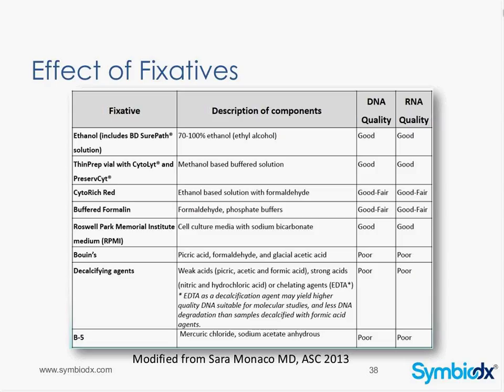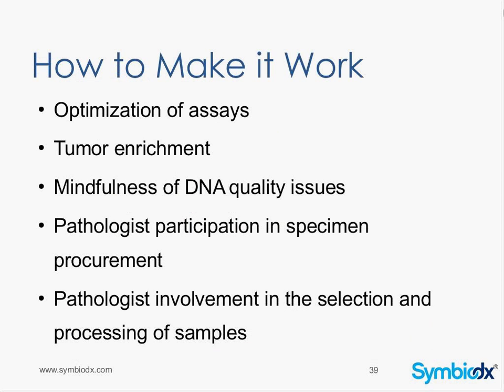Ask about fixatives. Formalin does degrade the DNA somewhat, but we can still use it. And if you see here, the two that have formalin, the cyto-rich red and the formalin, are still fair quality for DNA. We still can use it. However, decalcification completely destroys the DNA. It's impossible to do PCR on decalcified sections. And some of the other more unusual fixatives, such as B5 or Bouin's, also will kill PCR.